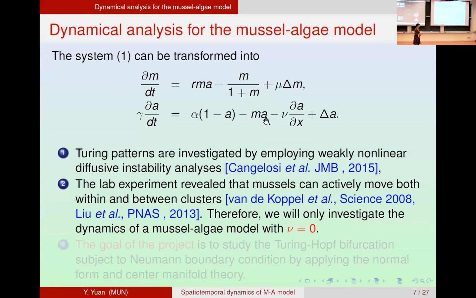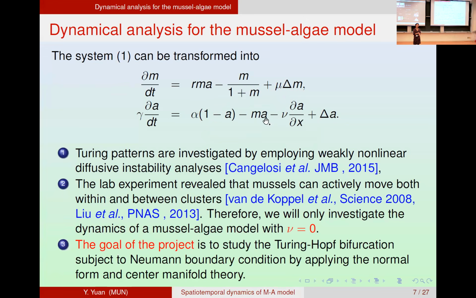The main purpose of our work is to use the normal form and the center manifold theory to analyze the Turing-Hopf bifurcation, which we know is a codimension 2 bifurcation. A codimension 2 bifurcation is like the interaction of the Turing bifurcation and the Hopf bifurcation.